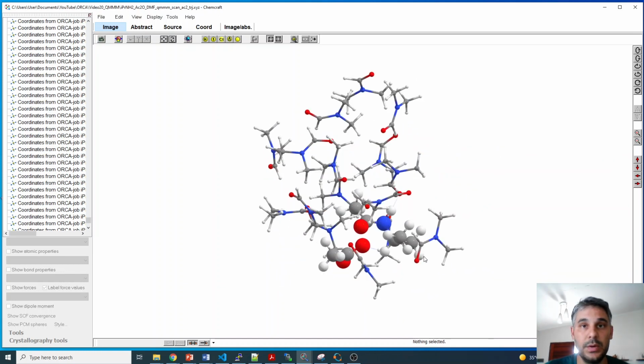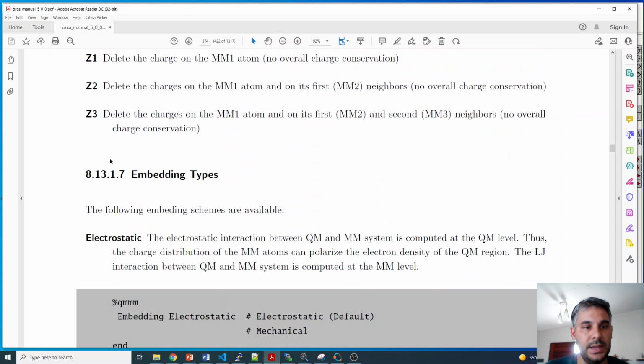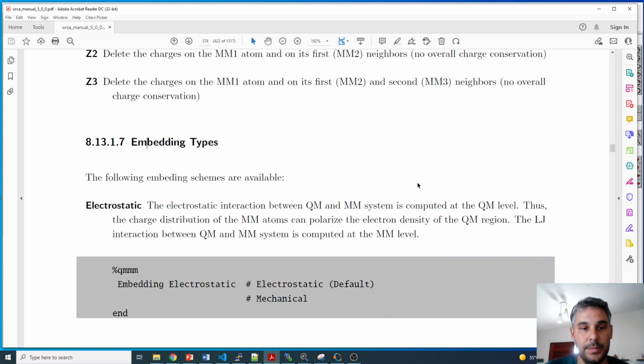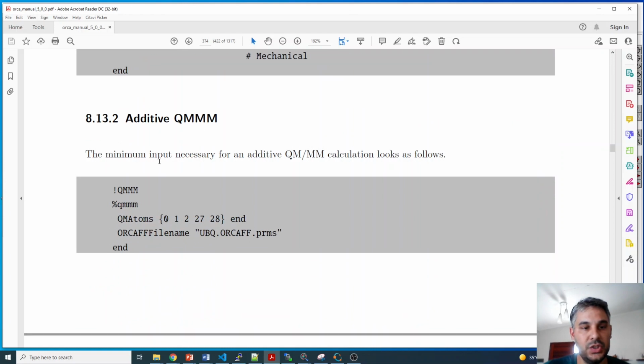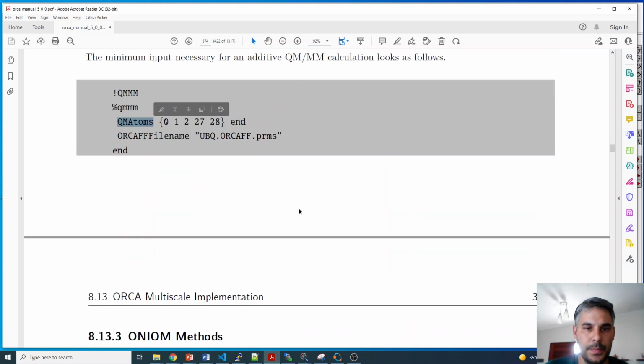Now we are going to take a look at the Orca manual on how this can be done. In here we can see that in this section 8.13.1.7, this may change depending on the Orca manual version. This is 500. So in order to do QMMM, this is actually a QM calculation, but we need to put this keyword QMMM on the keyword list, and then we can add a module that is QMMM module, where we can define QM atoms.